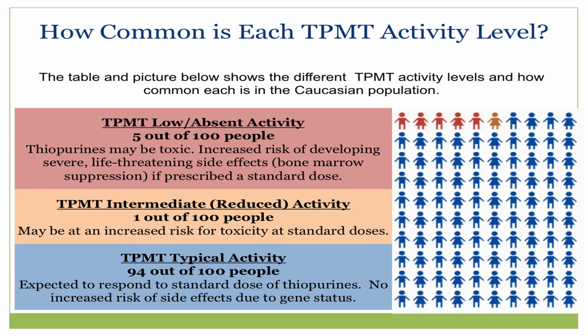The frequency of each TPMT activity level can be different in each racial or ethnic group. The example shown is for the Caucasian population. Your personal CPMC results will show how common each TPMT activity level is in your racial or ethnic group. You can view this information in your personal report by clicking on the About tab and then the How Common tab. Information is not available for all racial or ethnic groups. If data is not available for your race or ethnicity, your report will include information for the Caucasian population.